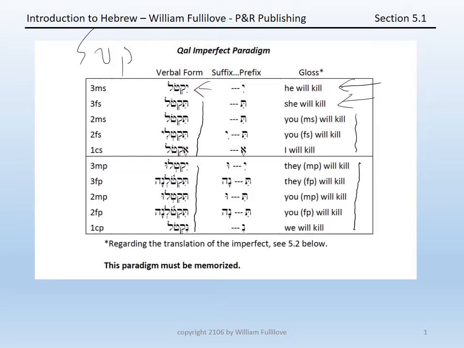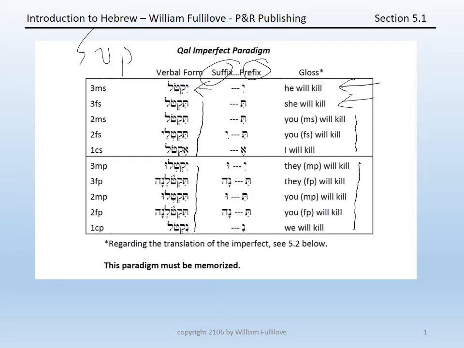Notice that in the imperfect, there is always a prefix and sometimes also a suffix added to the verbal form. To do the paradigm again, it is yiktol, tiktol, tiktol, tiktali, ektol. Yiktalu, tiktolna, tiktalu, tiktolna, niktol. This is a paradigm that should be memorized and you should be able to reproduce at any time.